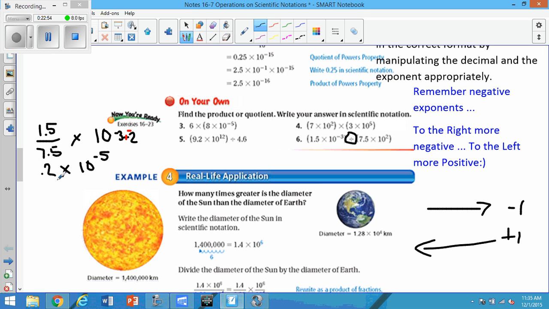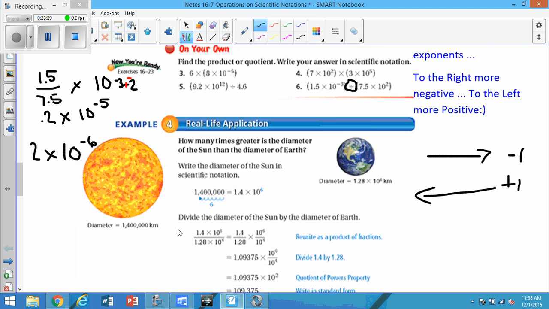Now this is not the correct format because we want that decimal to be to the right of that 2, not to the left of the 2. So that becomes 2 times 10 to the, okay, we have negative 5, and we are moving our decimal to the right. When we move it to the right, we add the negative of that. So that's going to be a negative 6 because we have to add a negative 1 to it. You're going more negative instead of more positive. And that would be your answer for number 6. If you did that right, you can move on. If not, you should really rewatch.